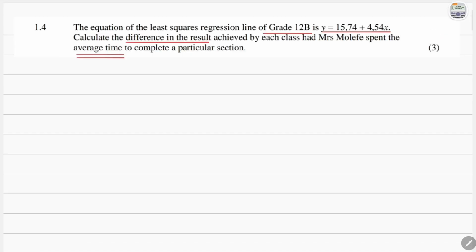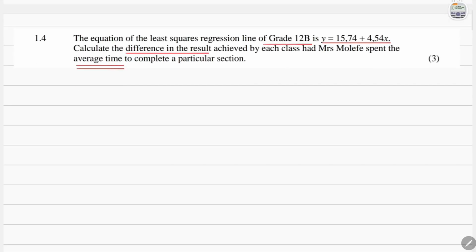And then we're going to find out how much would they have gotten using the least squares regression line if that was the time spent. If whatever the average of that time is, we're going to take that x value, substitute it into the equation of the least squares regression to get the results of grade 12B, and do the same for grade 12A. And then we'll take those results and check what the difference is. Okay, so let's find that average time first.